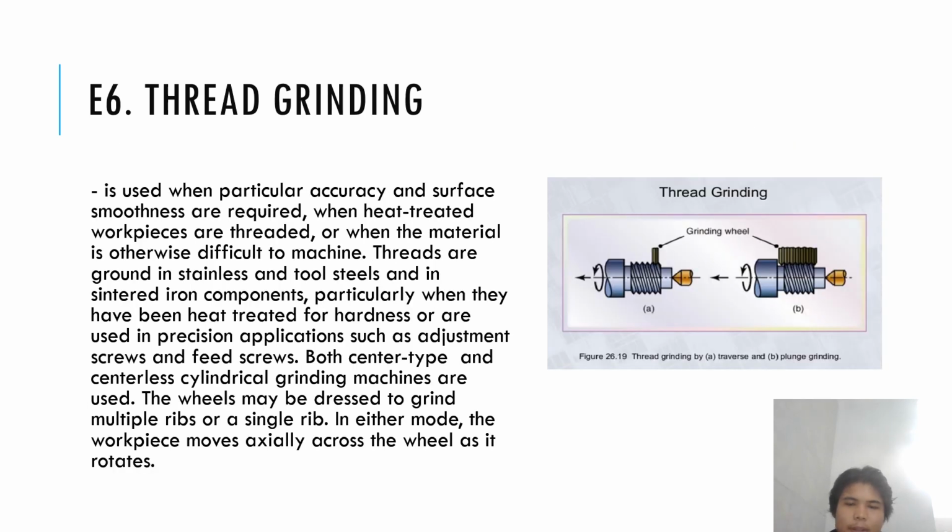Thread grinding. Thread grinding is used when particular accuracy and surface finish are needed. Just remember, thread is like making a line, or like making fabric, and grinding is like cutting or making it more smooth, like it makes it soft. So that's the point of thread grinding.